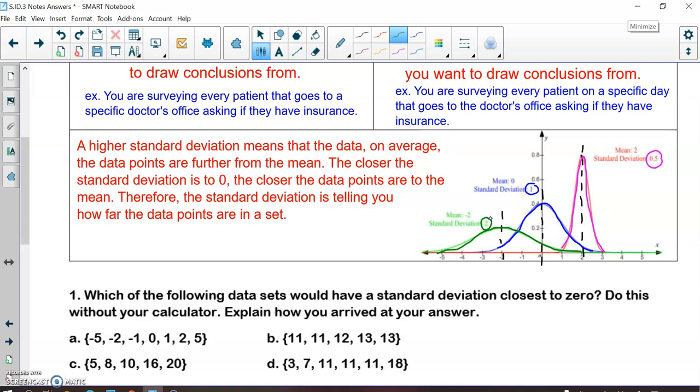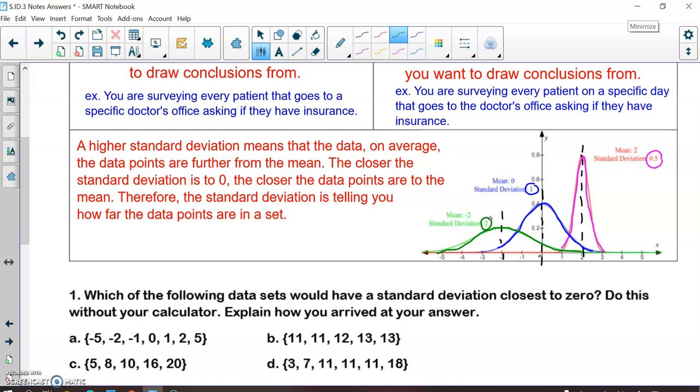So what standard deviation is, is how far your data values are on average from the mean. If your data values are further away from the mean, you can predict to have a higher standard deviation. If your data values are closer to the mean, then you can predict to have a lower standard deviation. Standard deviation is the amount of variability within your data points.